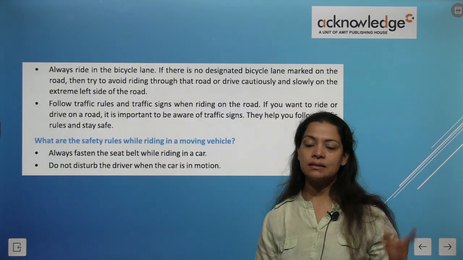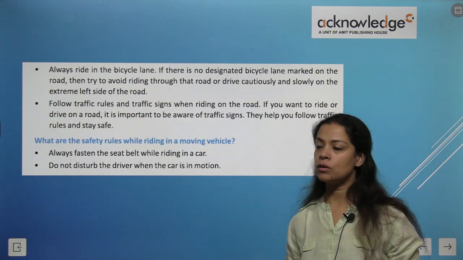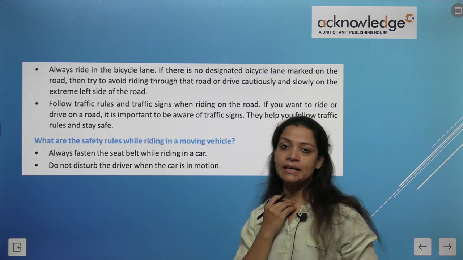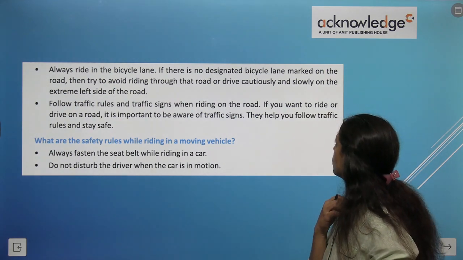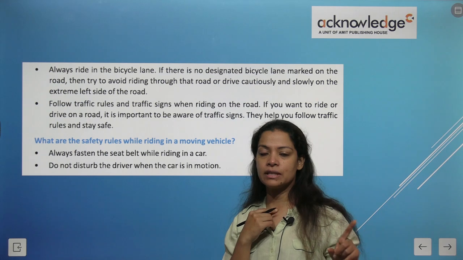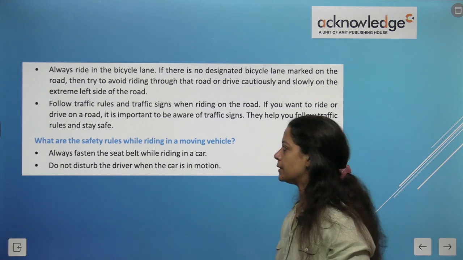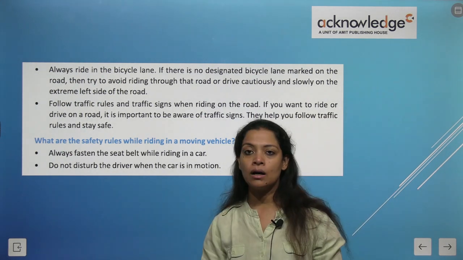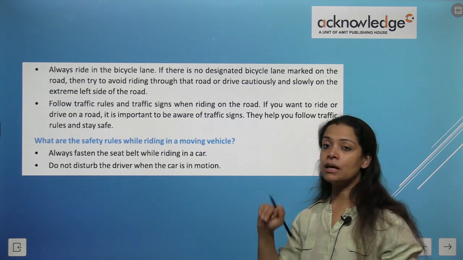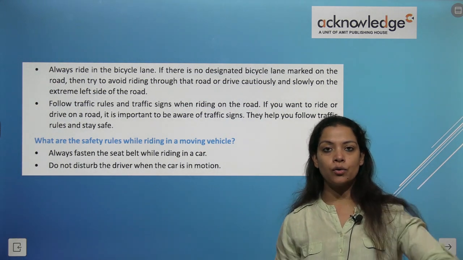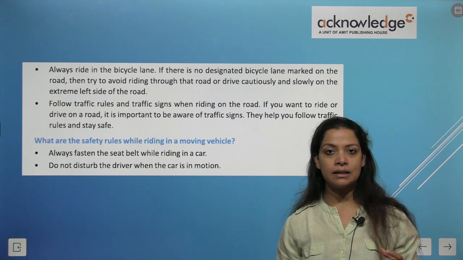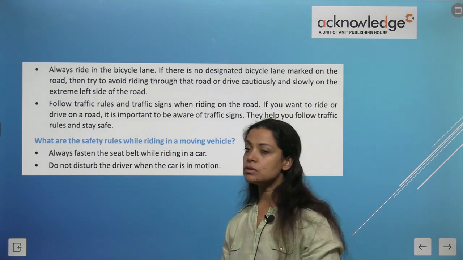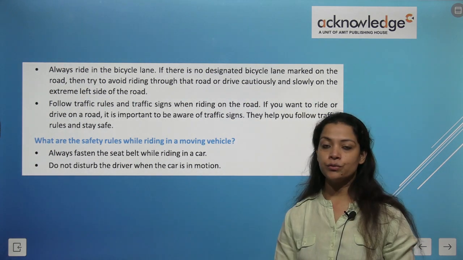Always ride in the bicycle lane. There's always a bicycle lane. Always ride on that lane. If there is no such bicycle lane, then try to avoid riding on that road, or ride cautiously and slowly, extremely to the left side. So you can ride your bike only on the left side. Follow traffic rules and traffic signals when riding on the road. If you want to ride and drive on a road, it is important to be aware of the traffic signals. If you are traveling or driving your vehicle in a road traffic area, you must have proper traffic sense.